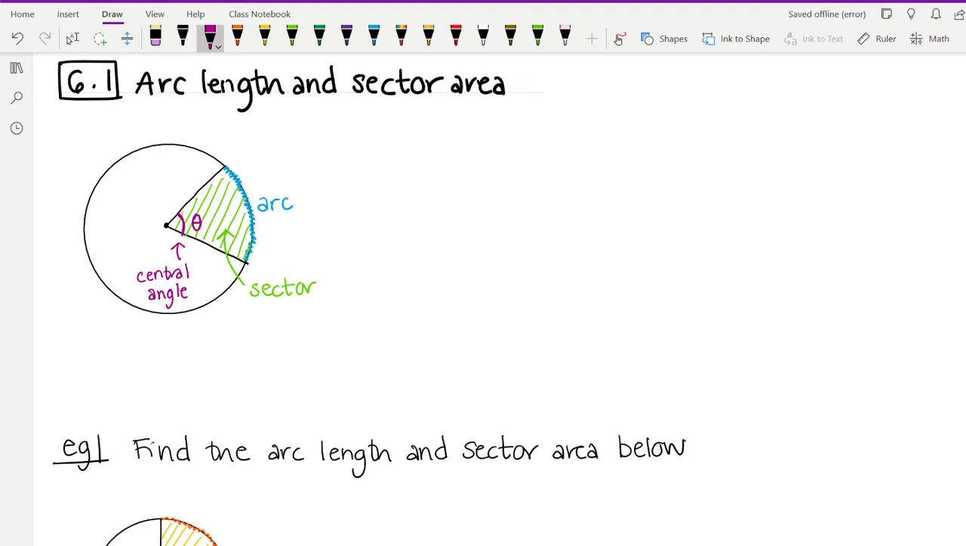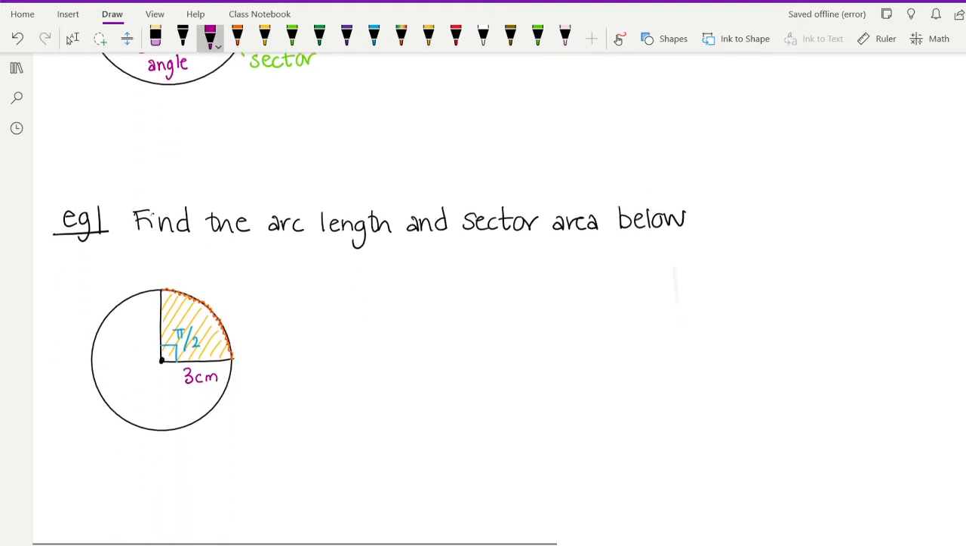And if you think about it, the central angle really does control what portion of the circle we're looking at. The smaller that angle, the smaller the slice. The bigger the angle, the bigger the slice. So the central angle is really what's going to help us determine the length of the arc and the area of the sector. Okay, so let's start with an example.